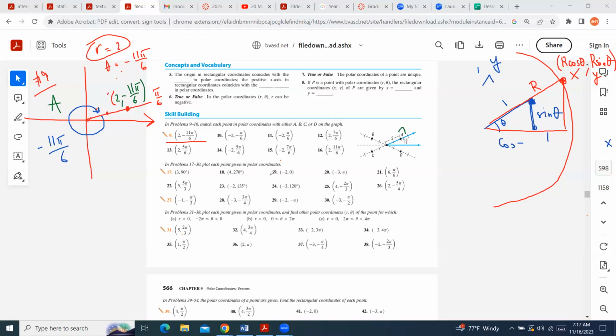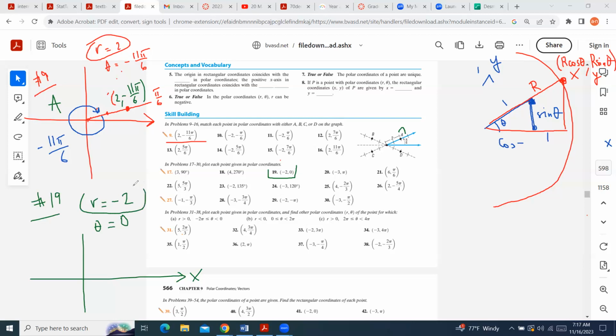Okay, so how about if I try to plot exercise number 19 in the polar coordinates? And again, I don't want to write this as an XY pair because it may be easily confused. I just say that r is -2 and theta is equal to 0. So I think this way we can better visualize what's going on. Theta equal to 0 means that we're on the x-axis, but r is negative, so we actually have to go 2 units in this direction. So our point is here.